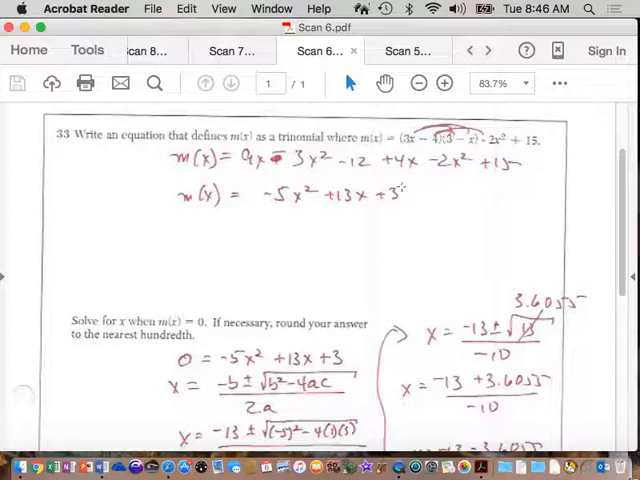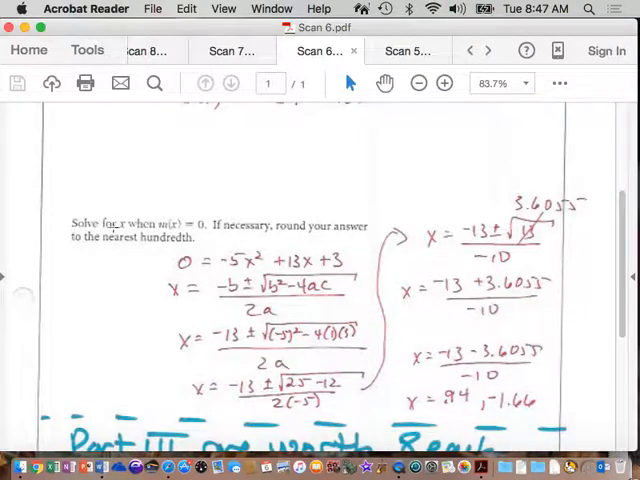Okay? Again, this is just algebra. You just double distribute and then factor in or add in the negative 2x squared plus 15. All right. So then it says solve for x when m of x is equal to 0.